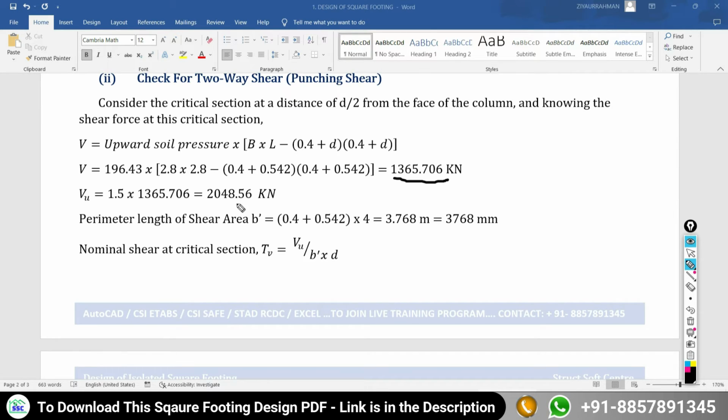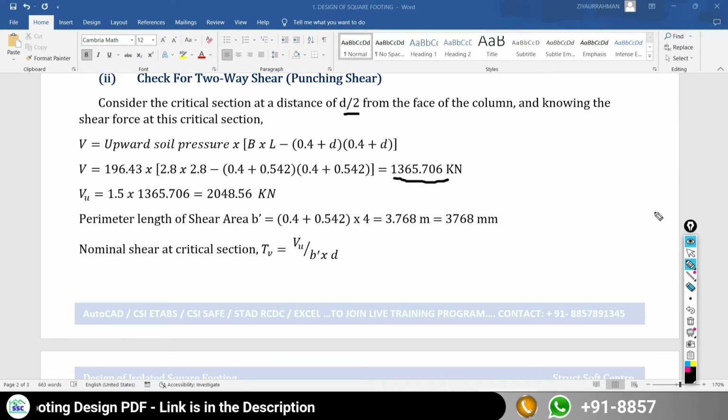So what are you getting? The total shear force at the critical section at a distance of d by 2 from the face of the column is 2048.56 kilonewton. Now the nominal shear at the critical section.